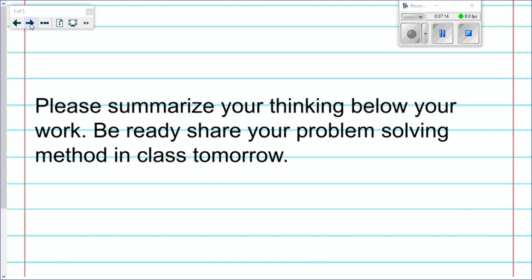At this time, you need to write our secret word at the top of your paper, and that secret word is the word joy. So please write the word joy next to your lesson title at the top of your paper. Now at this time, we need for you to summarize your thinking and your work in your journal. So please write out the steps that you took to solve this problem in detail. Talk about your thinking so that when you share it with your partner today, they can really understand your thinking and your strategy for solving this problem.